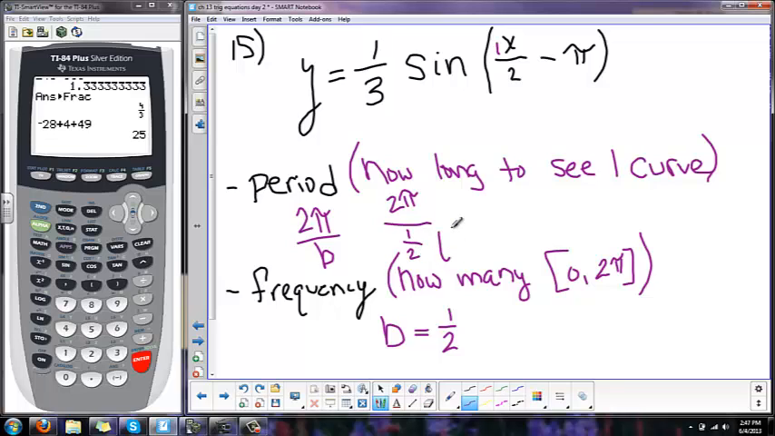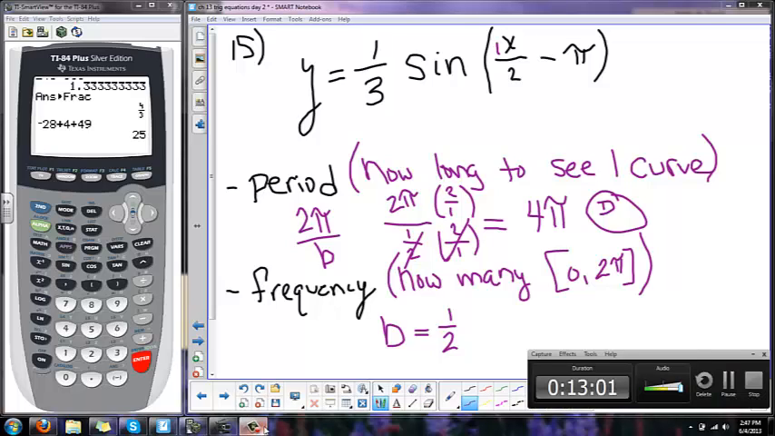So I'm going to multiply by the reciprocal of 2 over 1. Those are gone, and the period is just equal to 4 pi. That is the answer for number 15, which is choice D. Okay? Number 16 on the next page is kind of similar, but I think I'm going to stop this really quick and then start another video for you.